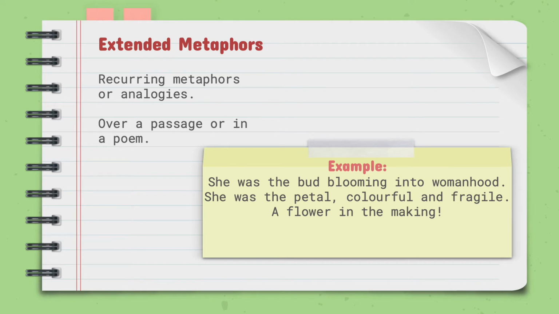Now, you get an extended metaphor. Extended metaphors are recurring metaphors or analogies. They are extended over a passage or throughout a poem, which is very popular to use. The example here is, she was the bud blooming into womanhood. She was the petal, colorful and fragile, a flower in the making. We can see extended metaphors like these used in passages or more popularly in poems.